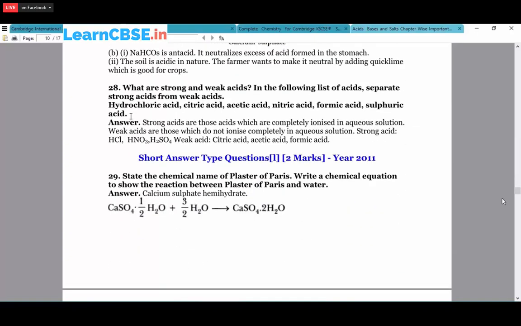What are strong and weak acids? In the following list of acids, separate strong acids from weak acids. Hydrochloric acid, citric acid, acetic acid, nitric acid, formic acid, sulfuric acid. The strong acids are the ones which are completely ionized in aqueous solution. The weak acids are the ones which do not ionize completely. So the strong acids are HCl, HNO3, H2SO4. The weak acids are citric acid, acetic acid, and formic acid. The weak acids are the ones we get from nature, which we call organic acids, that are always weak in nature, partially dissociated.